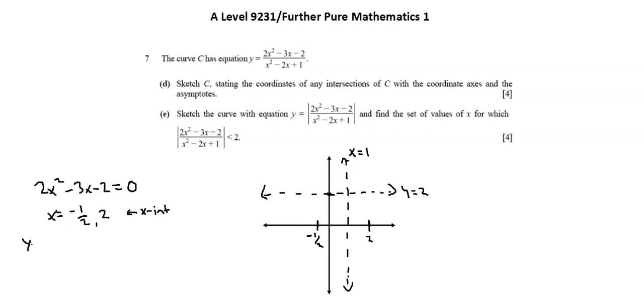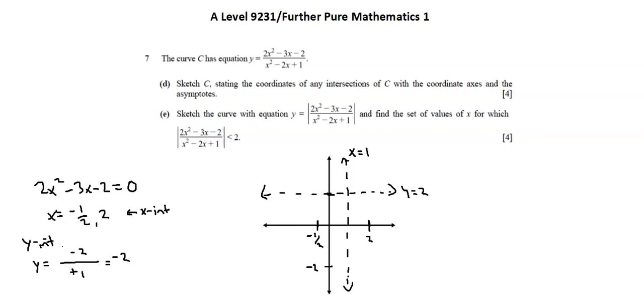We also want to find the y-intercept. We set x equal to 0 in the original function, and the result will be y equals: in the numerator, the first term is 0, the second term is 0, minus 2. In the denominator, the first and second terms are 0, plus 1. The y-intercept is negative 2. I'll mark negative 2 on the y-axis.